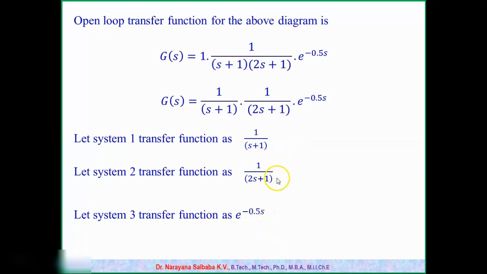For these three systems, we have to calculate the overall AR and overall phi. We will take different values of omega and calculate overall AR and overall phi. From these overall AR and overall phi values, we can draw the Bode diagram.